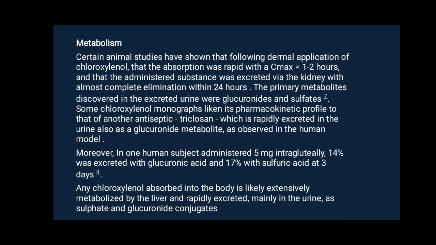Metabolism. Certain animal studies have shown that following dermal application of chloroxylenol the absorption was rapid with a Pcmx peak at 1-2 hours and that the administered substance was excreted via the kidney with almost complete elimination within 24 hours. The primary metabolites discovered in the excreted urine were glucuronides and sulfates. Some chloroxylenol monographs liken its pharmacokinetic profile to that of another antiseptic which is rapidly excreted in the urine also as metabolites, as observed in the human model. Moreover, in one human subject administered 5 mg, 40% was excreted with glucuronic acid and 70% with sulfuric acid at 3 days. Any chloroxylenol absorbed into the body is likely extensively metabolized by the liver and rapidly excreted, mainly in the urine as sulfate and glucuronide conjugates.